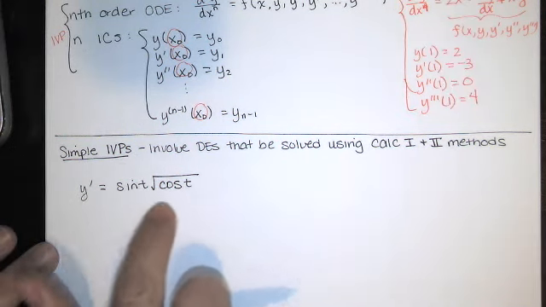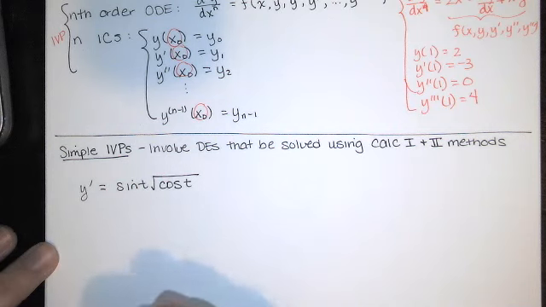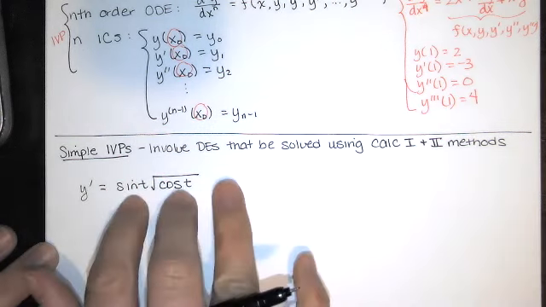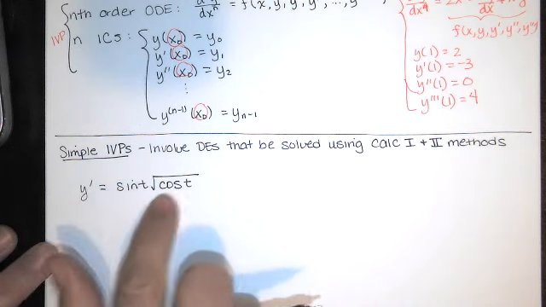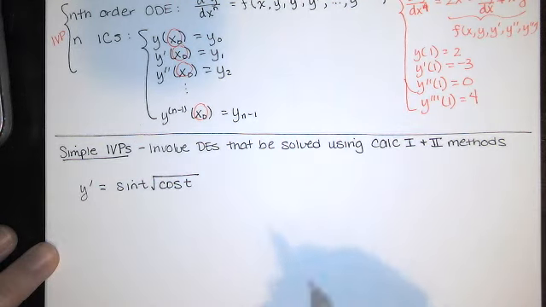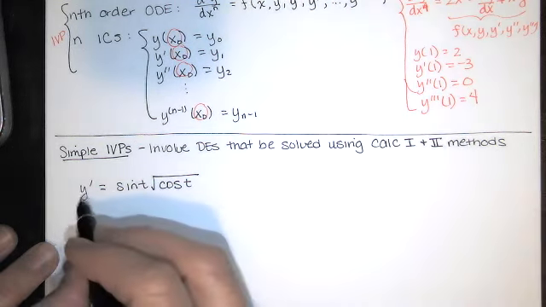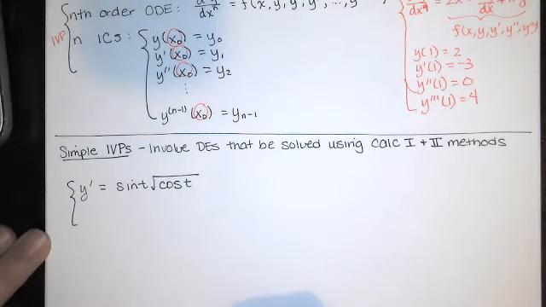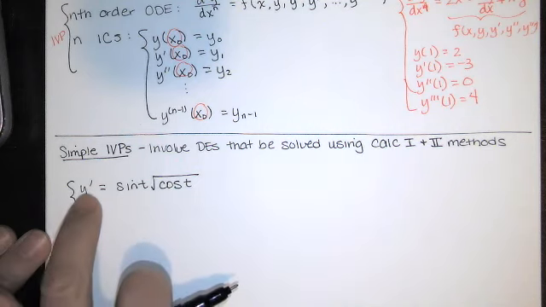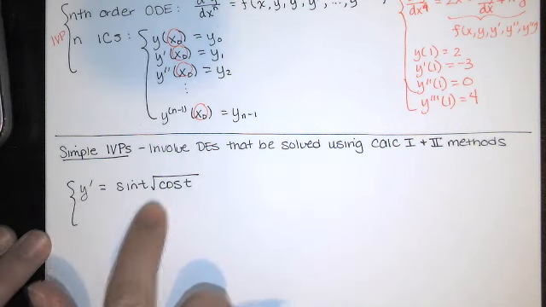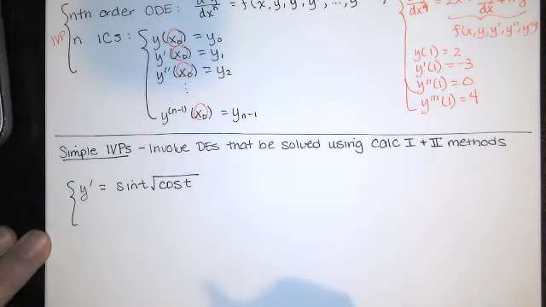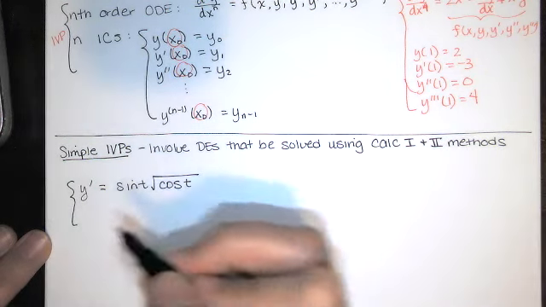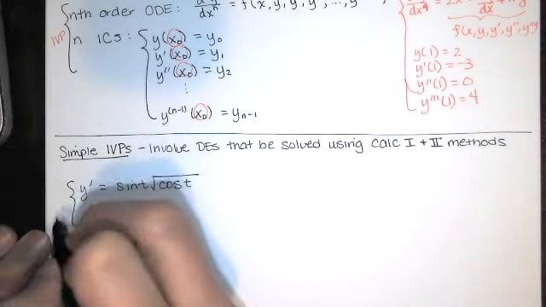And since this function on the right-hand side depends on the independent variable, that's t only, I can solve this using Calc 1 and Calc 2 methods. Now, that would just be solving a differential equation. If I want to solve an initial value problem, since it's a first-order differential equation, I would expect one initial condition. And let's say we have this.